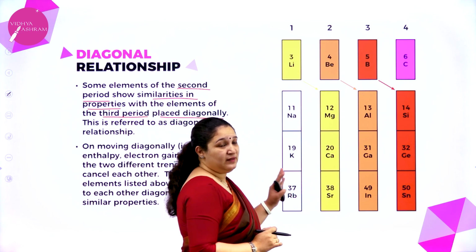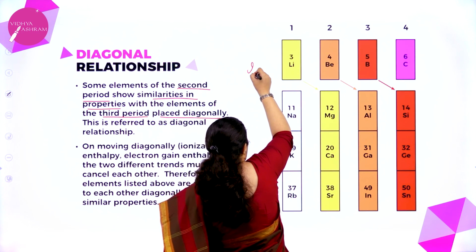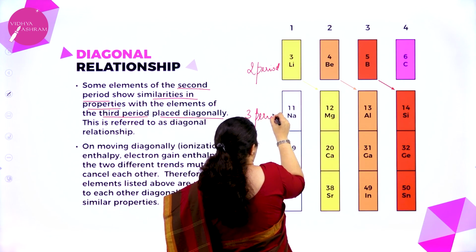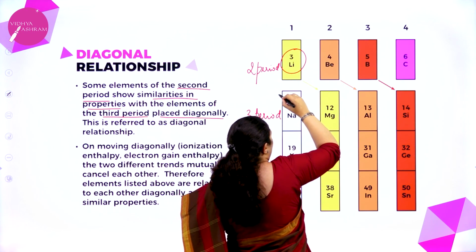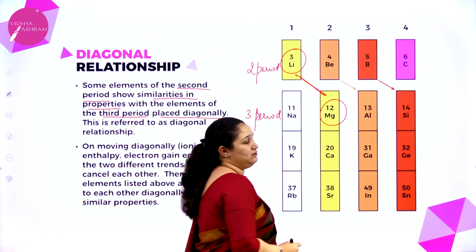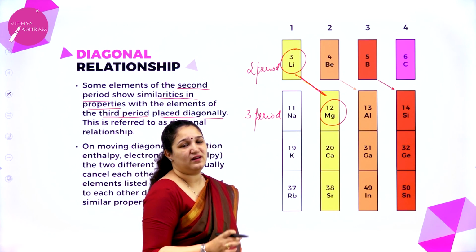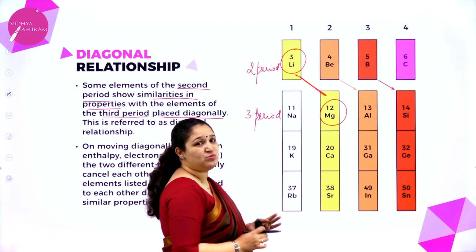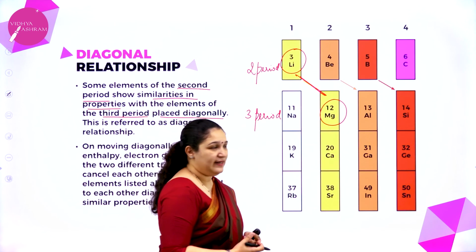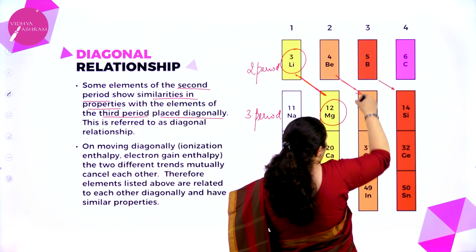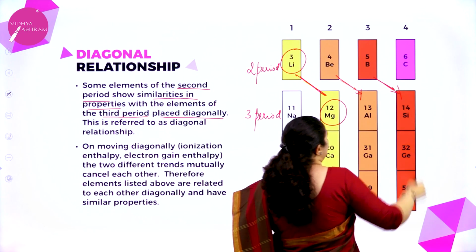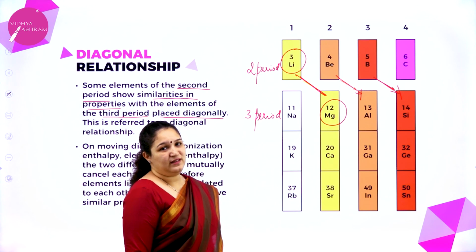So here the elements of the second period, this is the second period, and this is my third period. The elements of the second period are related to the elements of the third period which are placed diagonally. That's why we call it diagonal relationship. So lithium and magnesium show many similar properties, so they are diagonally related. Similarly, beryllium with aluminium is diagonally related. Boron with silicon is again diagonally related.